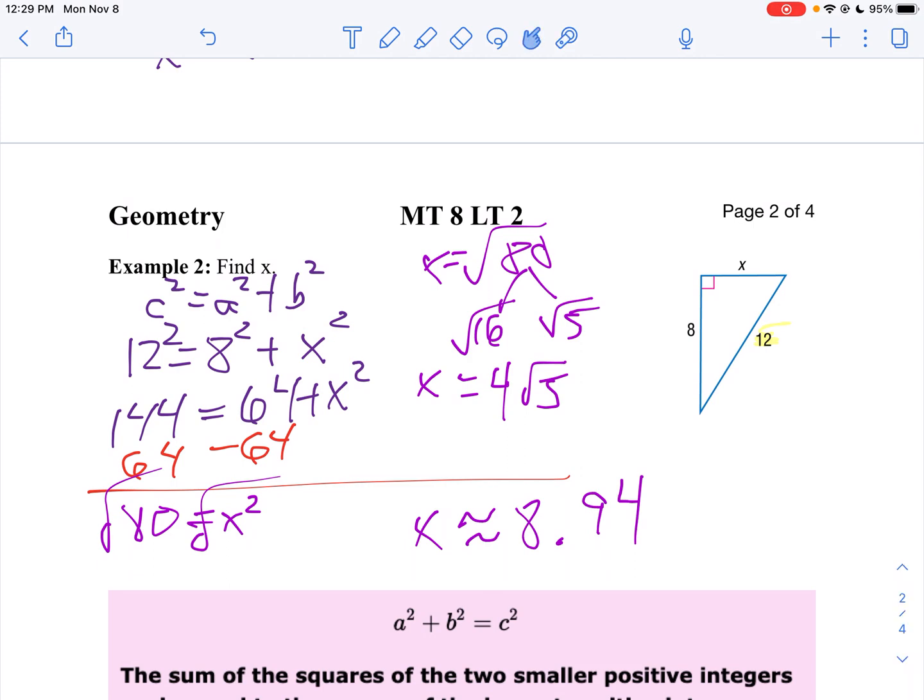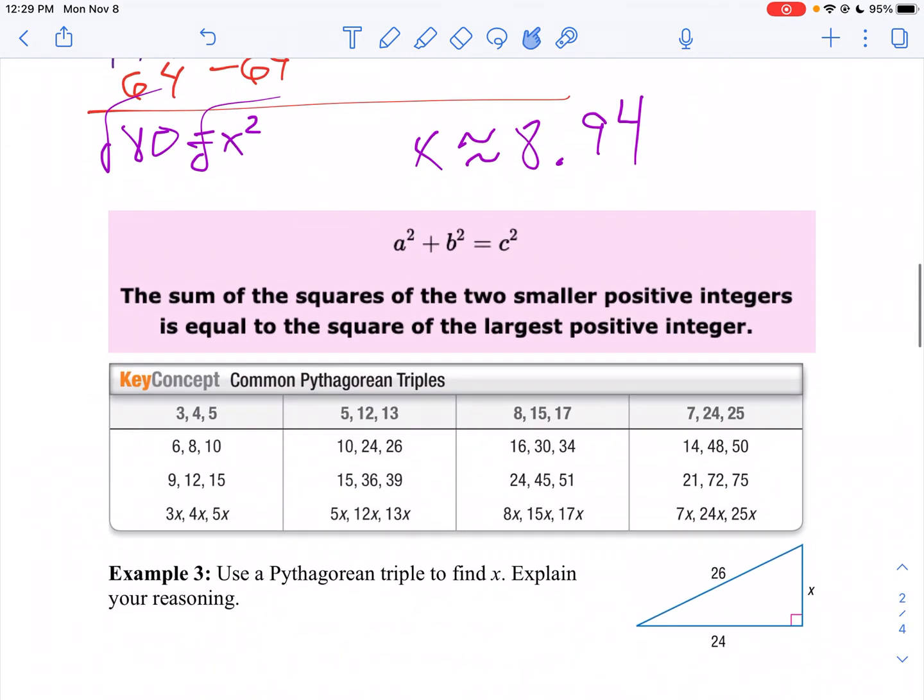Now, a Pythagorean triple, that's one of our vocabulary words. A Pythagorean triple are going to be 3 numbers that make the Pythagorean theorem true. That is 3 numbers such that the biggest one squared is equal to the other 2 squared and added together. 5 squared equals 3 squared plus 4 squared. In other words, 25 equals 9 plus 16.